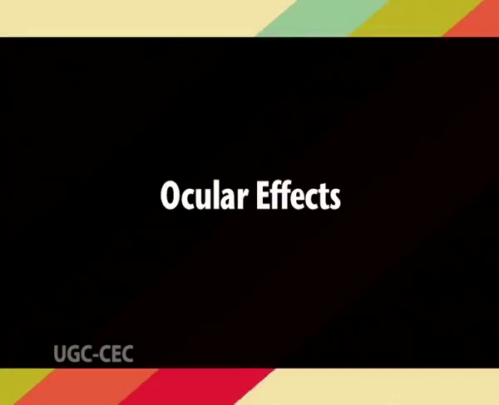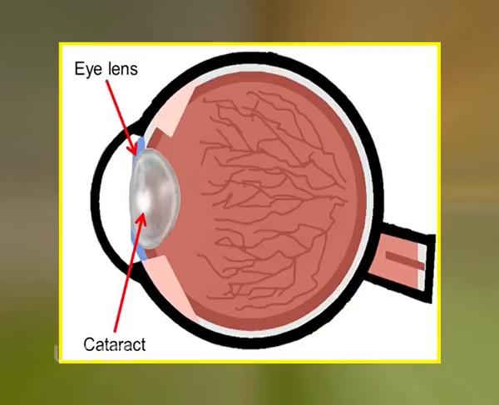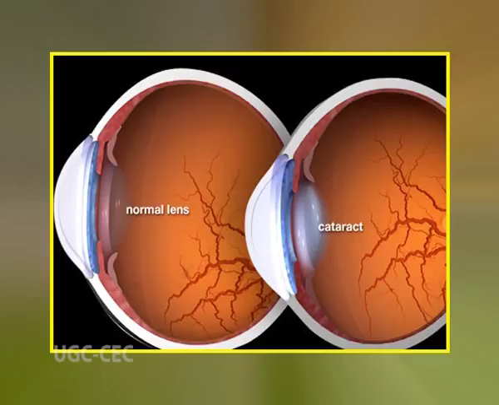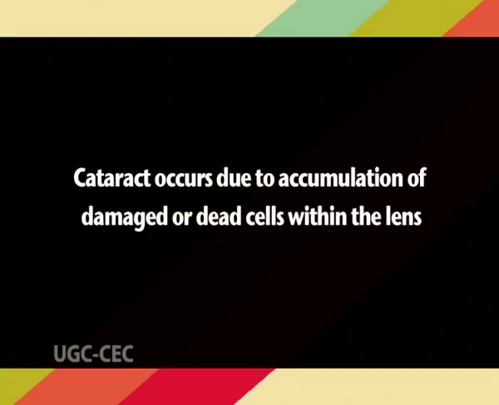Second, ocular effects. The lens of the eye is not among the most radiosensitive tissues in the body, but it has less efficient repair capabilities than many other tissues. Exposure of the lens to sufficient doses of ionizing radiation results in cataract formation, which can range from minimally detectable opacities that do not impair vision to blindness. Cataract occurs due to accumulation of damaged or dead cells within the lens, the removal of which cannot take place naturally.